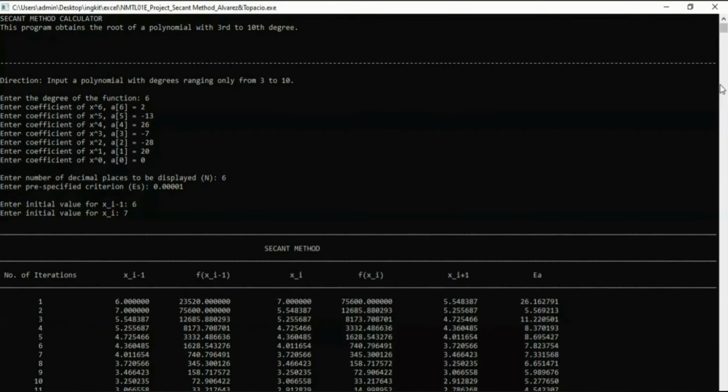To wrap things up, by following the directions, this is what the output of the program should be.